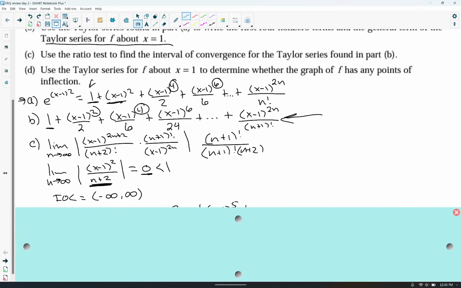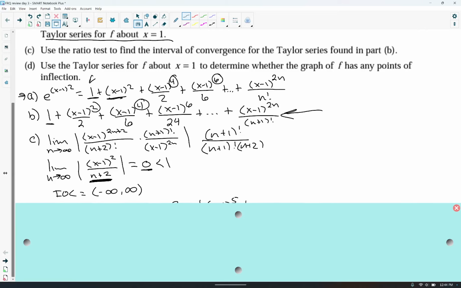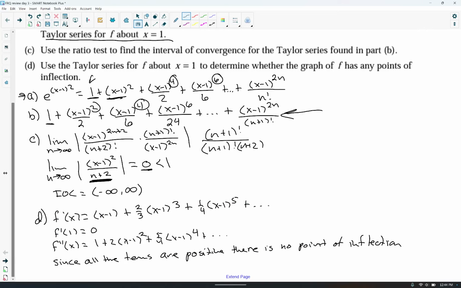Letter D, let's read it. Use the Taylor series for f about x equals 1 to determine whether the graph of f has any points of inflection. So let's just get rid of this now. If we take the derivative, f prime, that's going to be 0, this will be x minus 1, this will be 2/3 (x minus 1) to the third, and so on. So there's the first derivative. And when we plug 1 in, we find out that the first derivative exists.